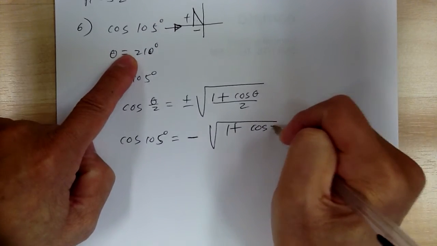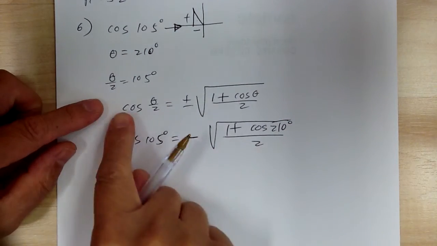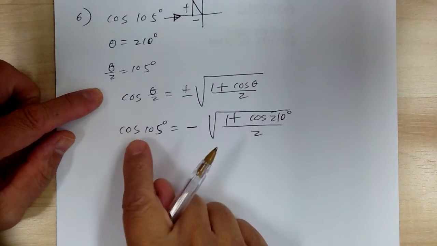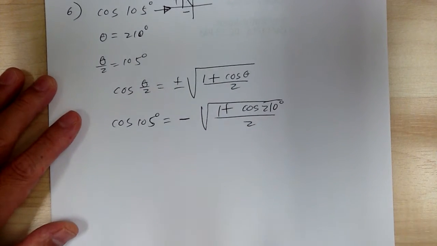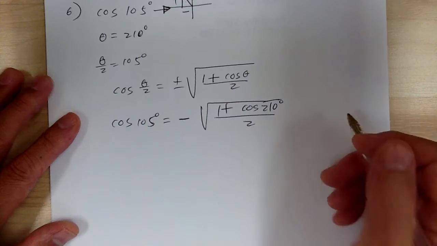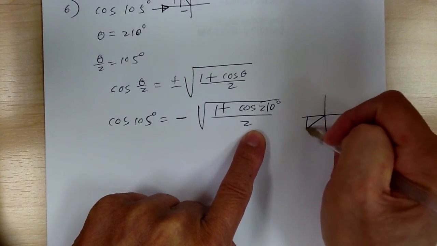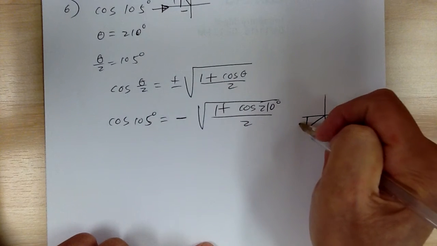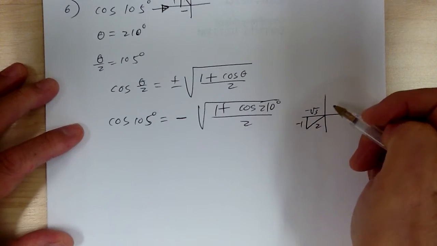Okay, and theta is 210, right? So again, write down your formula, then you substitute in the number, then you work things out. Again, if you do more than one step, it's very easy to get confused and make mistakes. So now you have to draw another triangle for this one. 210 is right over here. So this is going to be negative 1, negative square root of 3, and 2, right?